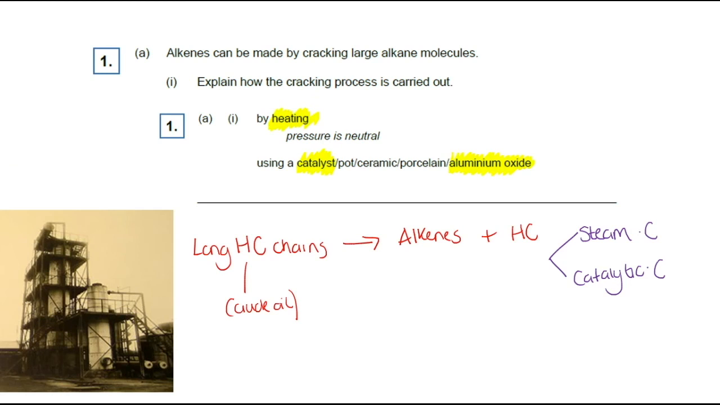So key take-home message: long hydrocarbon chains derived from crude oil, not that useful. What we can do is we can break them down into smaller components such as alkenes and smaller hydrocarbon chains, and we do this with cracking. We can do it with steam cracking or catalytic cracking. The one they commonly refer to in your exams is the catalytic cracking, where you're heating it up and using a catalyst to break it down.